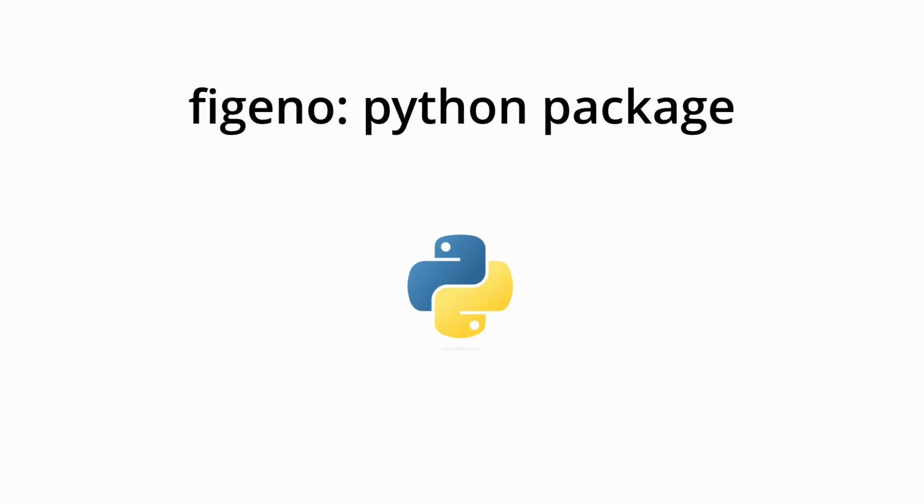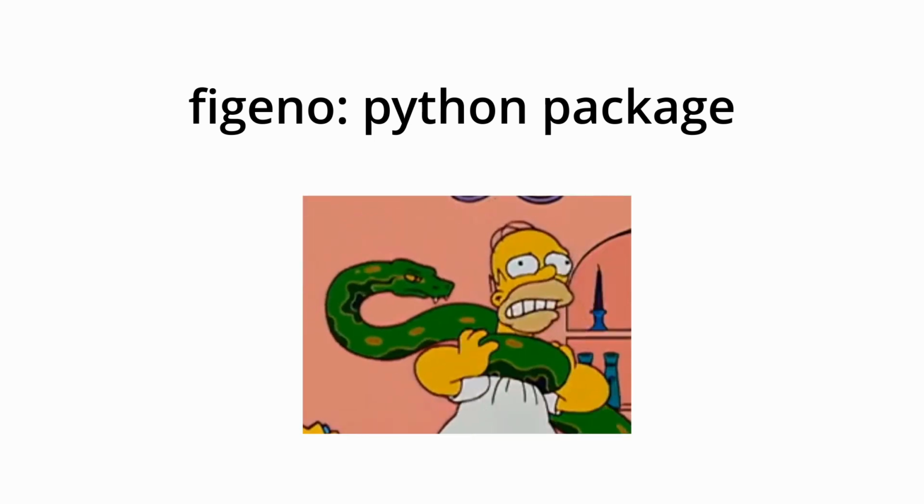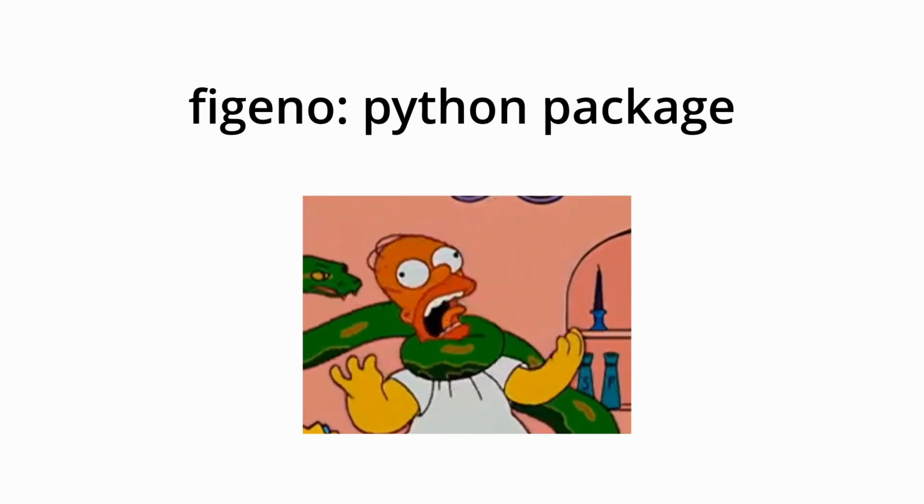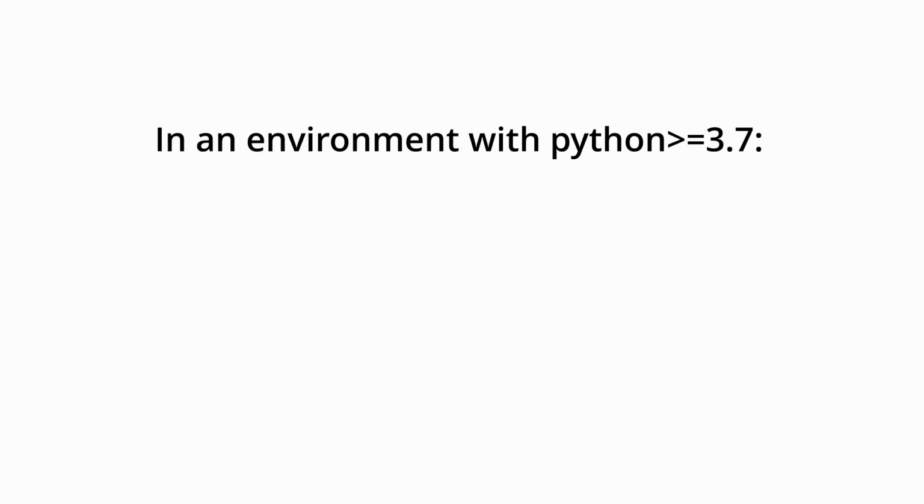Figeno is a Python package, but don't let that scare you away because you don't need any knowledge of Python to use Figeno. In an environment with Python version at least 3.7, you can install Figeno by simply typing into the terminal pip install figeno.